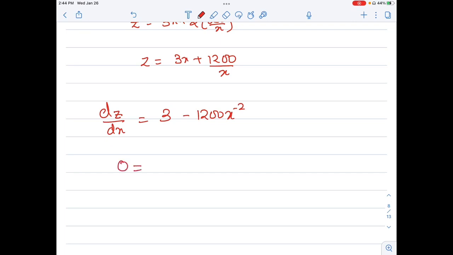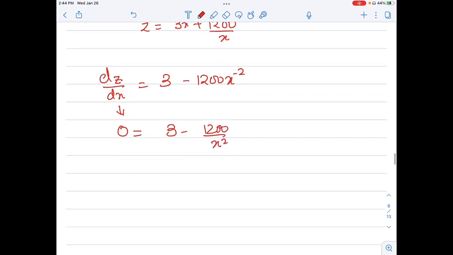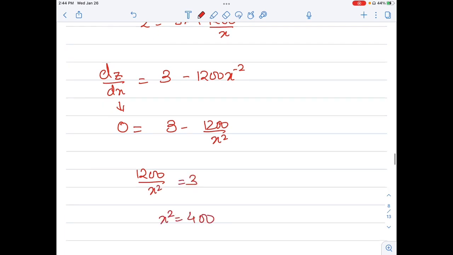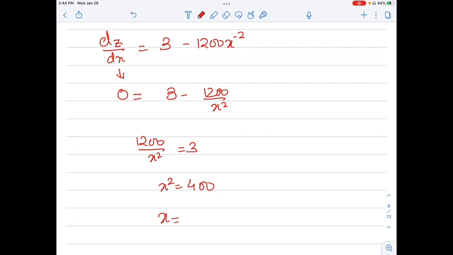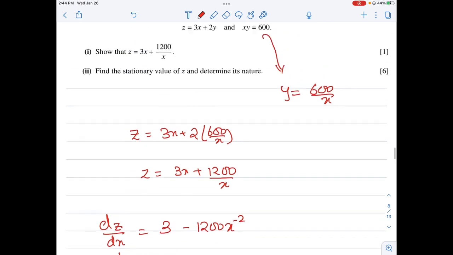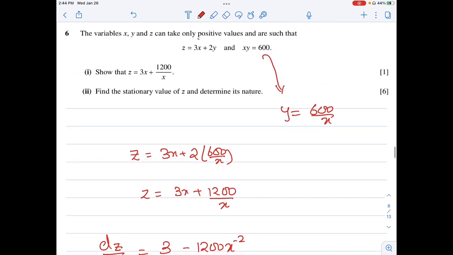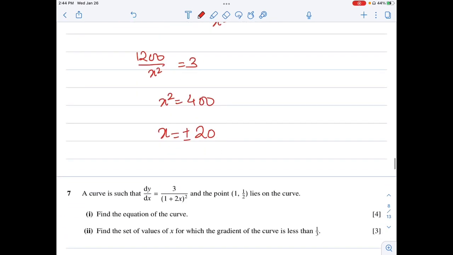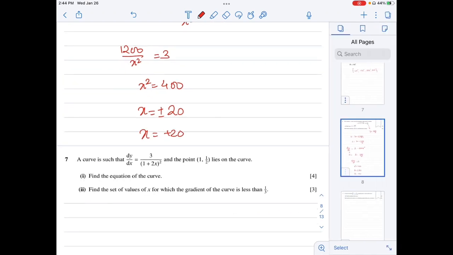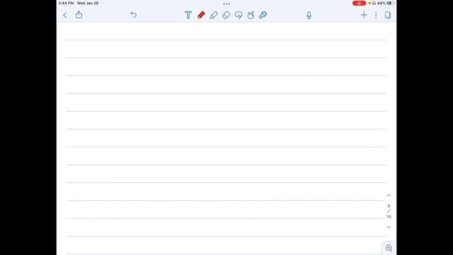So for the stationary value, dz by dx should be equal to 0. 3 minus 1200 by x square equal to 0. So 1200 by x square equal to 3. X square equal to 400. So x is equal to either plus or minus 20. But I consider plus 20 only because these are the positive values. So the negative value is not considered. So x is equal to positive 20.